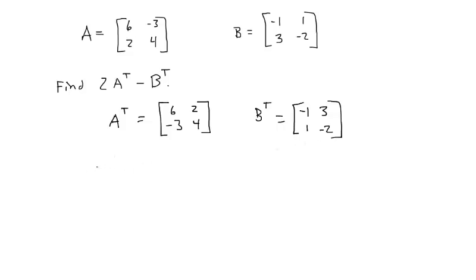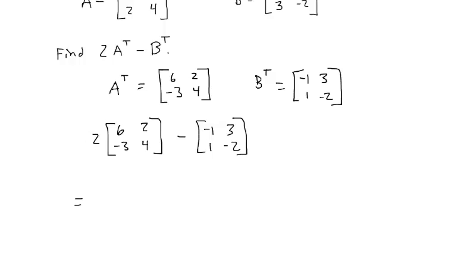And now I want to set up the problem we're trying to solve. So we're trying to find 2 times 6, 2, negative 3, 4, minus negative 1, 3, 1, negative 2. So the first thing we want to do is multiply our constant multiple through our A transpose. So we're going to have 12, 4, negative 6, and 8, minus negative 1, 3, 1, negative 2. And now we can do our subtraction.